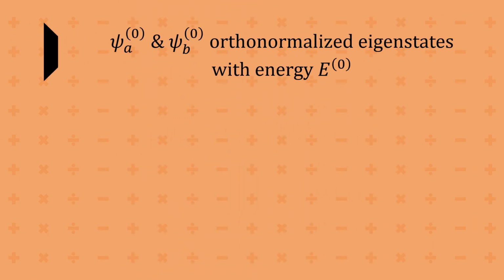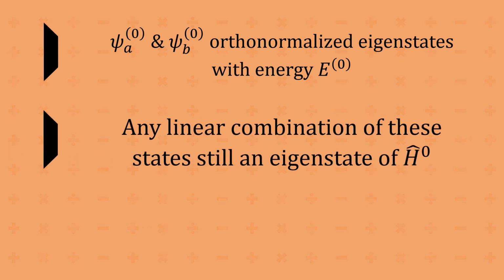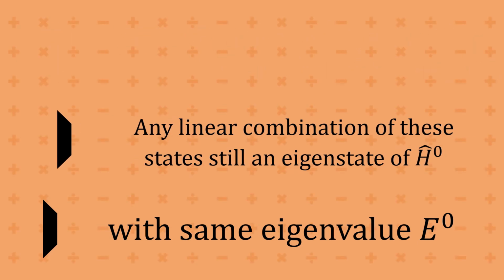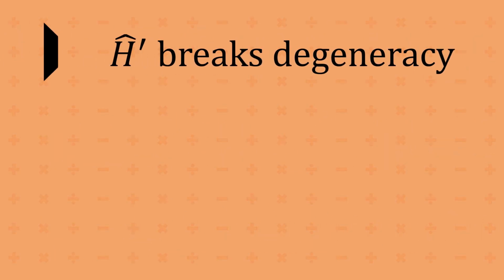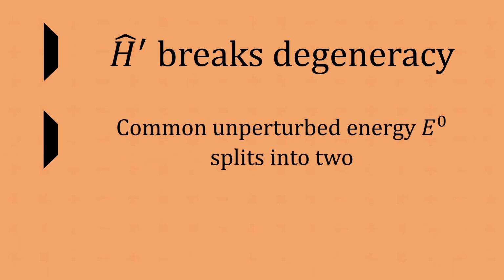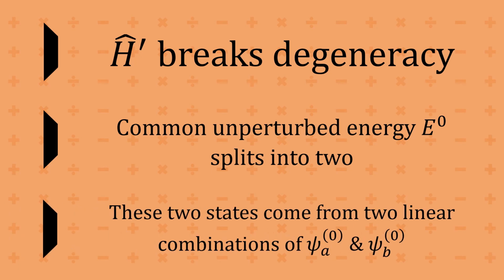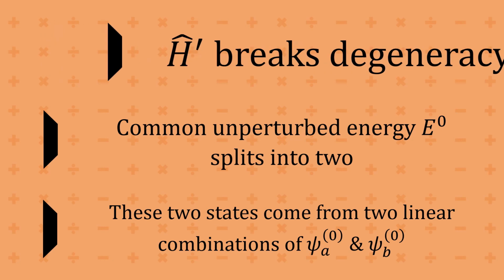Now, let's move on to discuss degenerate perturbation theory. Suppose psi a0 and psi b0 are two orthonormalized eigenstates with the same energy E0 for the unperturbed problem with Hamiltonian H hat naught. Any linear combination of these states is still an eigenstate of H hat naught with the same eigenvalue E0. Normally, the perturbation H hat dash breaks the degeneracy, i.e., the common unperturbed energy E0 splits into two. These two states come from two linear combinations of psi a0 and psi b0.